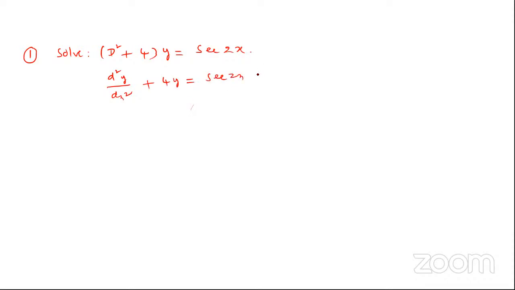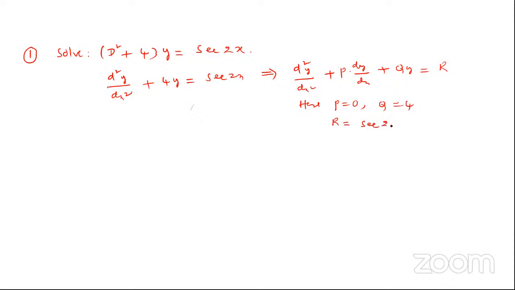So compare this equation with the general equation, d square y by dx square plus p into dy by dx plus q into y equal to r. So what is our observation here? Clearly p is given as 0, q is given as 4 and r is given as secant 2x.